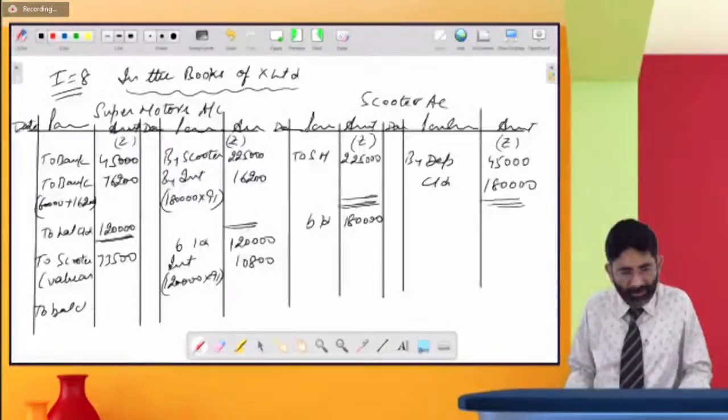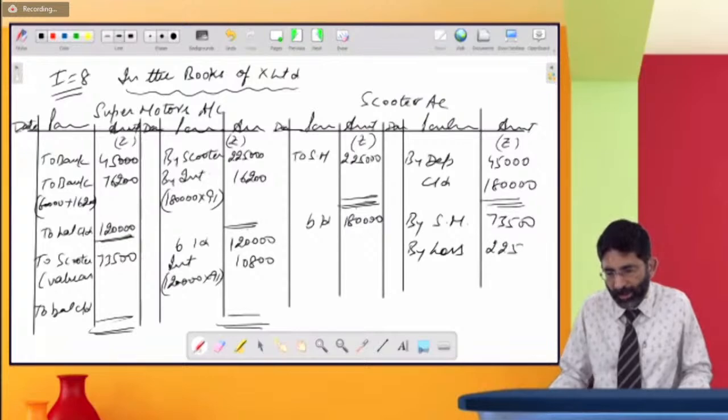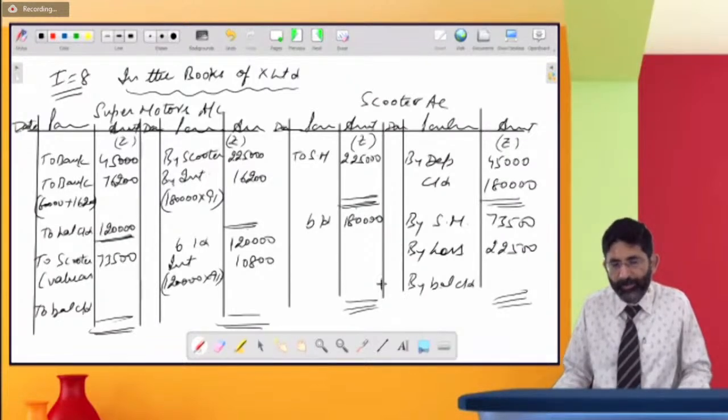Here it will be balance carried on. Whatever is left, here it will be by vendor account. Vendor is Super Motors for rupees 73,500. By loss, which is written off to P&L account later on, 22,500, beta. By balance carried on, it will be whatever is the balance that will be carried on. Here it is not required to be to balance carried on even.